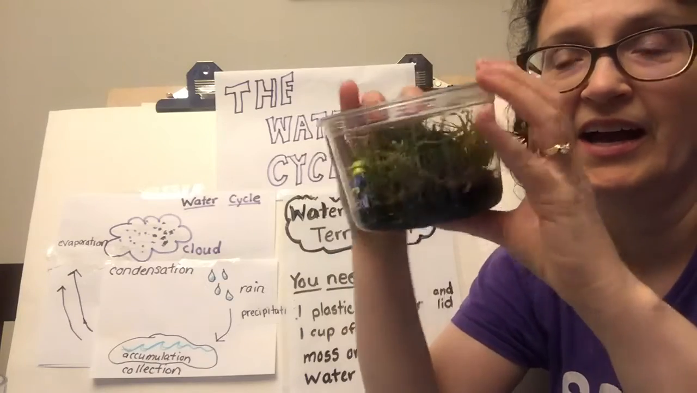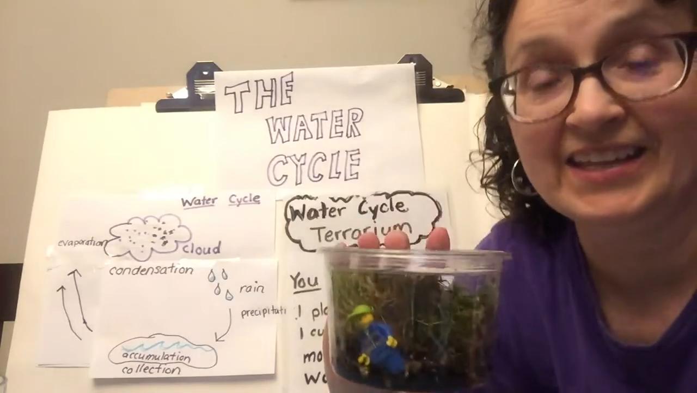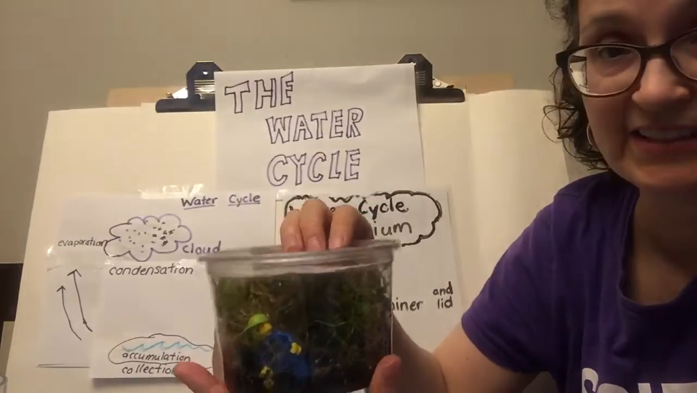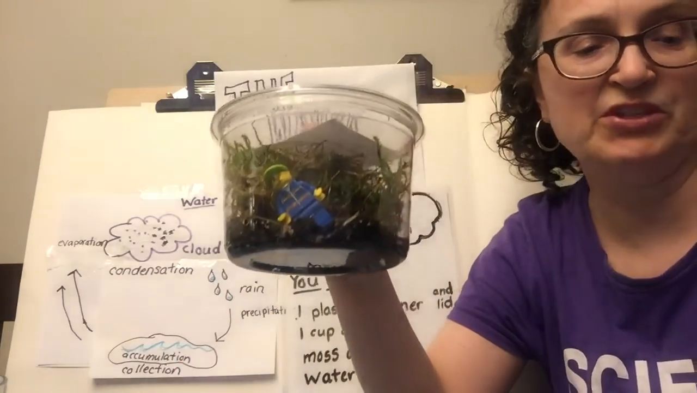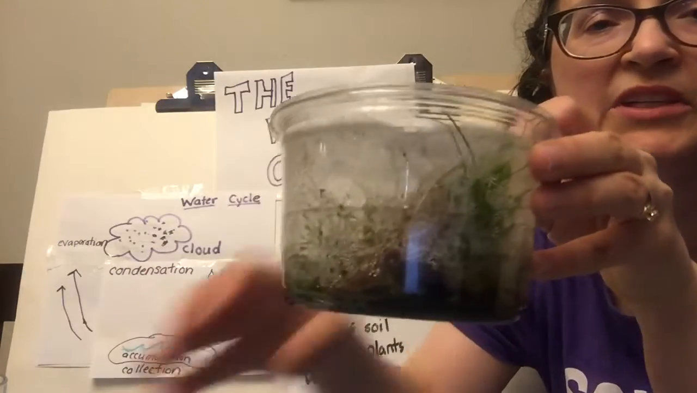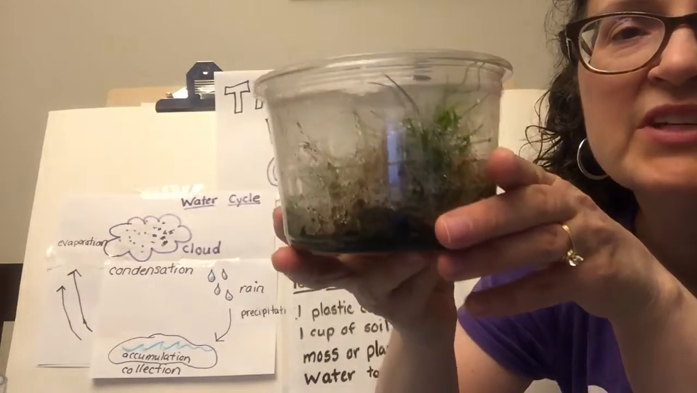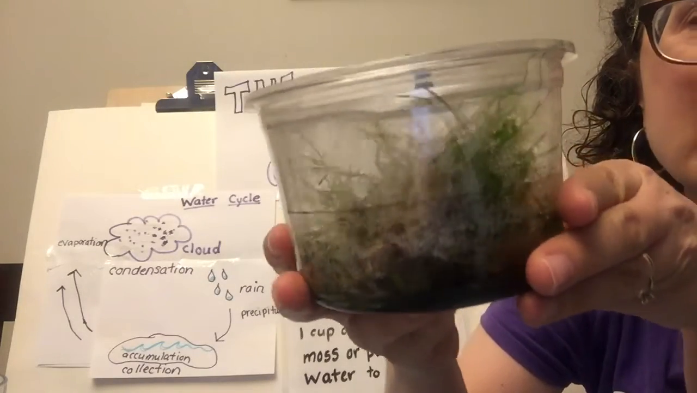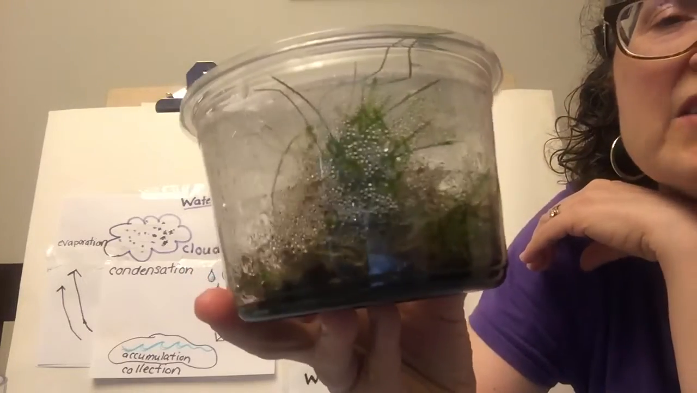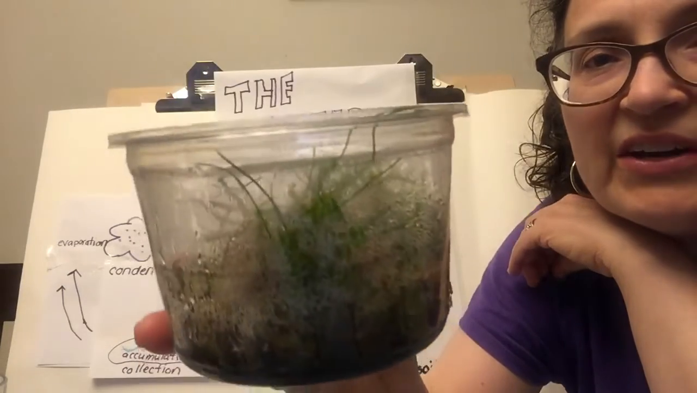Now, what you do next is you take your container and you find a sunny place. And let me show you a container here. This one. I put this one in the window today, and you can see, look at all of the water. Do you see that it's formed a cloud inside of the container?